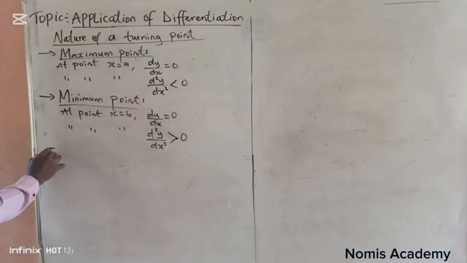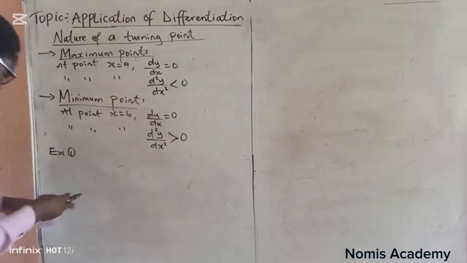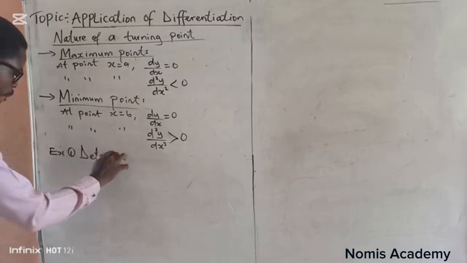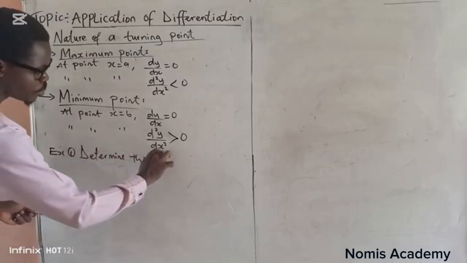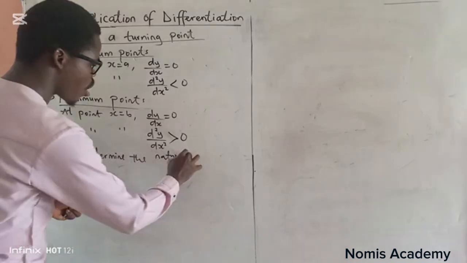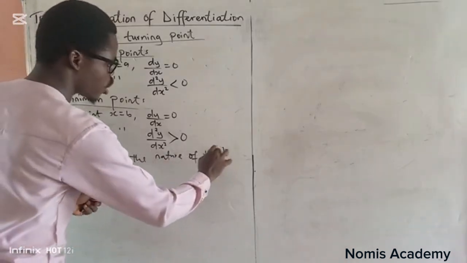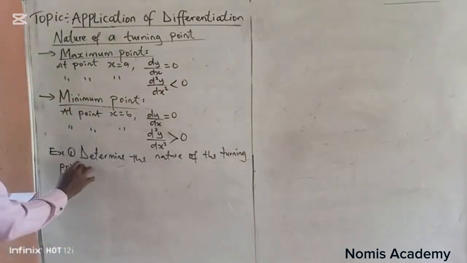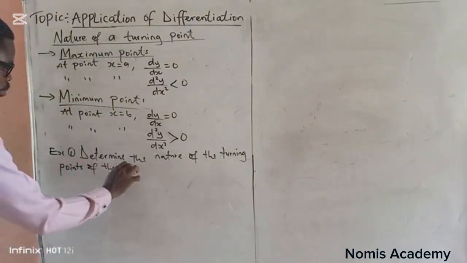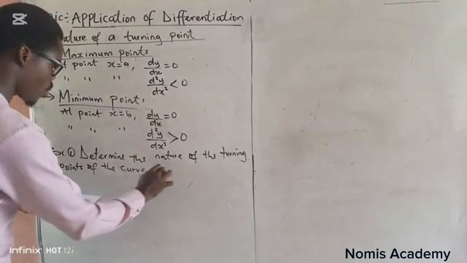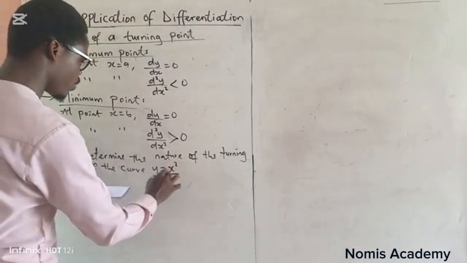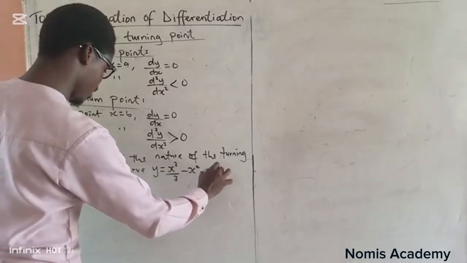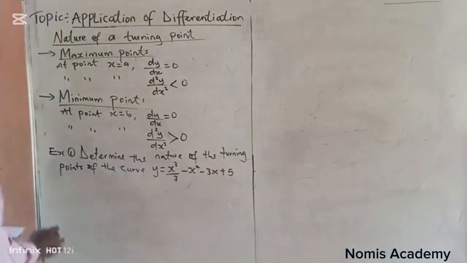Alright, let's pick the first example. Example 1: determine the nature of the turning points of the curve y equals x cubed over 3 minus x squared minus 3x plus 5. Solution.